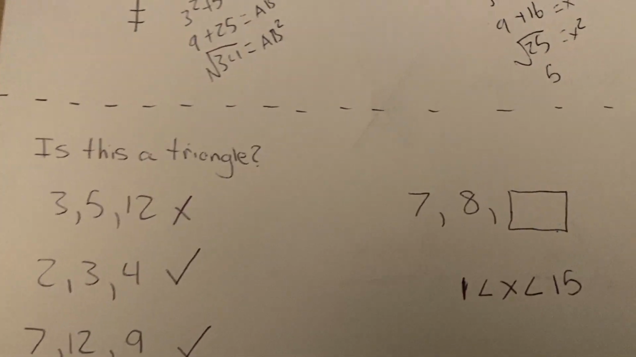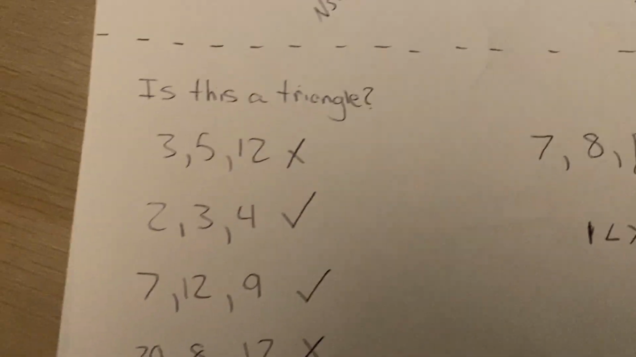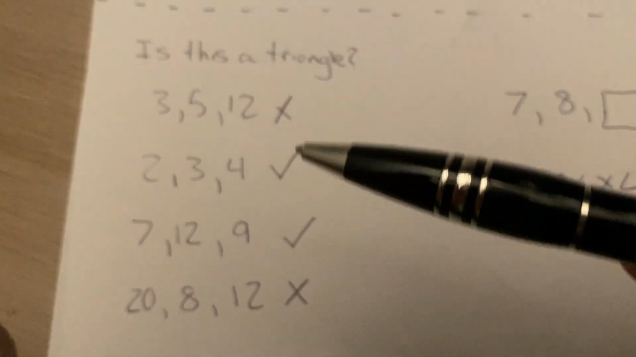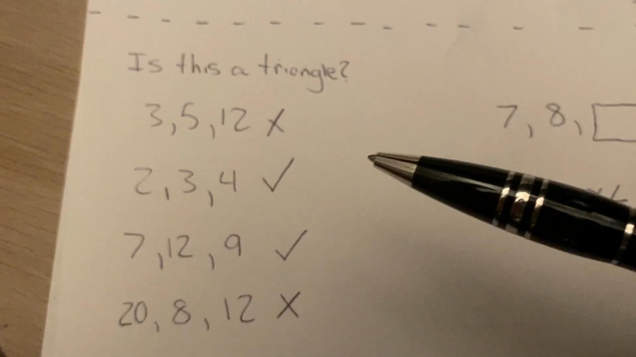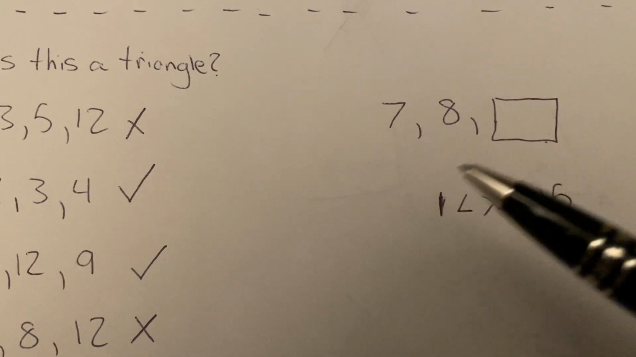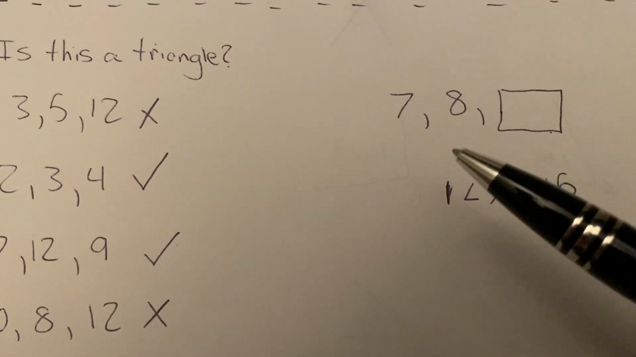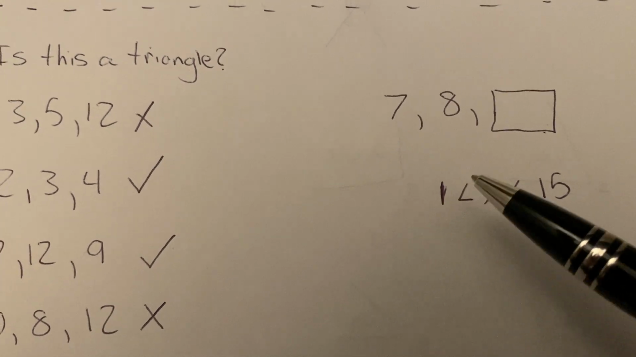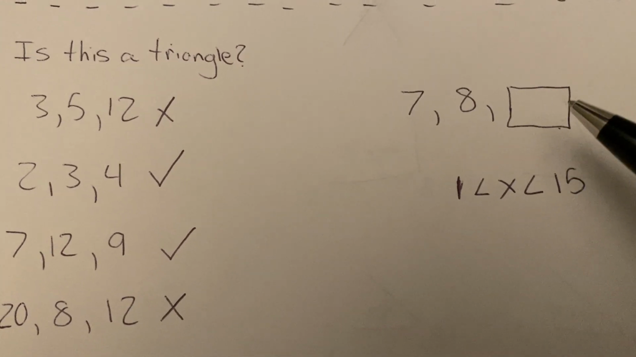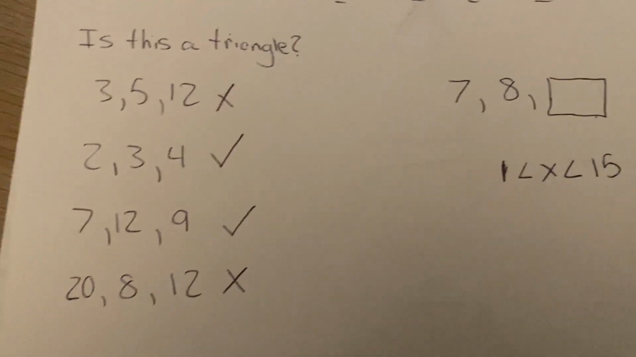Okay? Anything else, and it will not meet the requirements for being a triangle. So this is how you answer yes or no questions on is it a triangle. This is how you give me all the possible scenarios. You add them, you get the largest. You subtract them, you get the smallest. So 1 is less than x, and x is less than 15. That's all the possible scenarios for this blank spot right here.